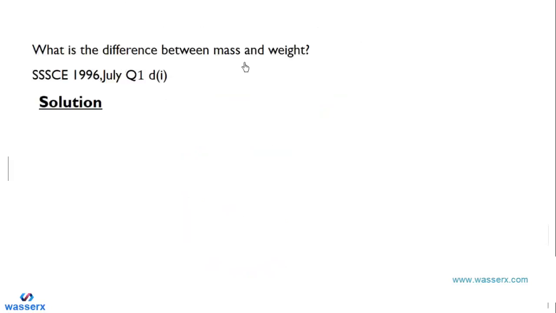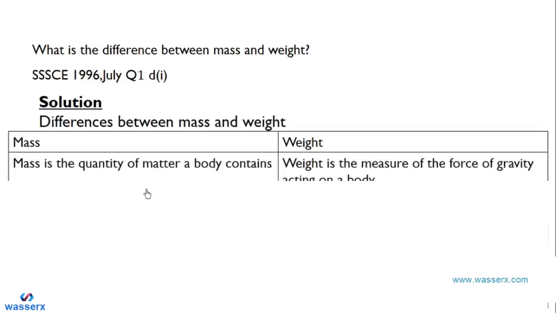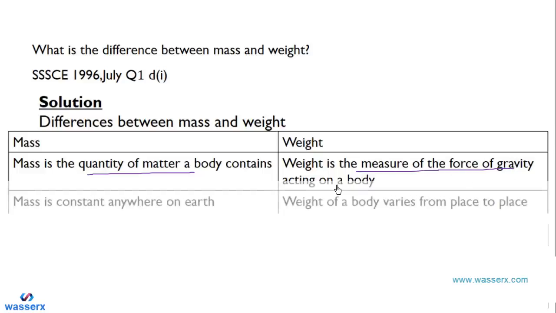What is the difference between mass and weight? So this is SSC 1996. So let's look at the differences. We have mass and we have weight. First, mass is the quantity of matter a body contains. Then weight is a measure of the force of gravity acting on that body.